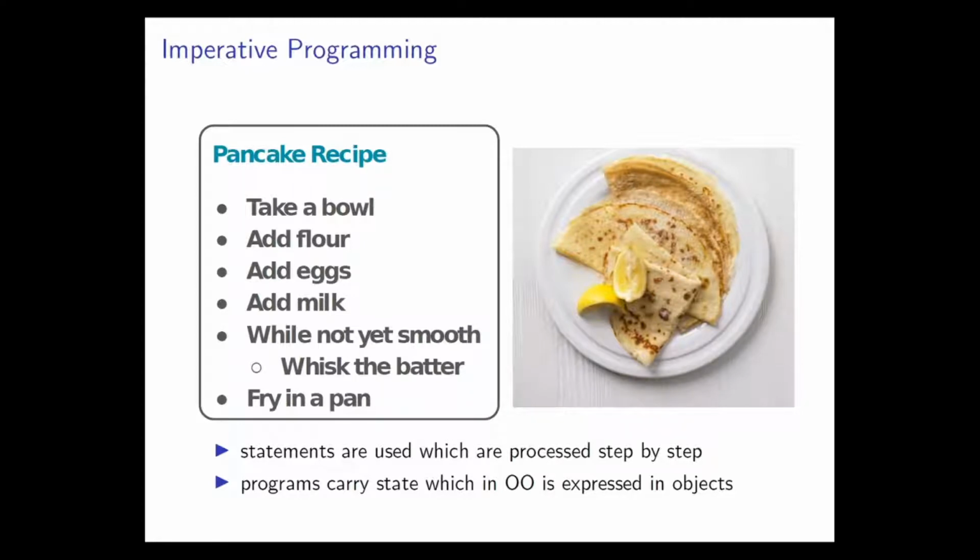We don't know how long that loop is going to go on, but eventually it will terminate at the point where the batter is smooth, we hope. Or it might go on forever if the user is very bad at whisking or something. Anyway, assuming that the batter eventually gets smooth, we'll get to go on to the next step and fry a pancake in a pan.